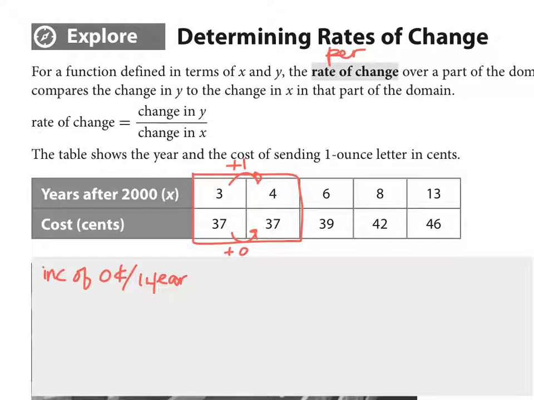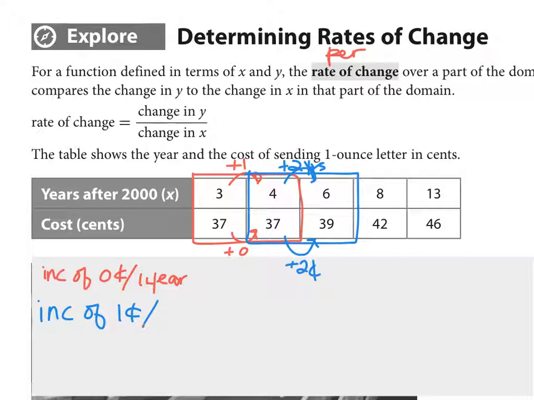All right, if I go to my next section, though, you may notice that that is increasing. It's not staying 0. So in this next section, I'm increasing 2 cents. But on the top, I'm also increasing 2 years. Now, you always want to simplify that if you can. So 2 cents for 2 years, well, I could write 2 cents for 2 years, or I could say 1 cent per 1 year.